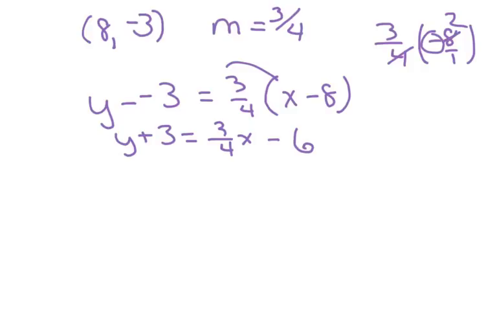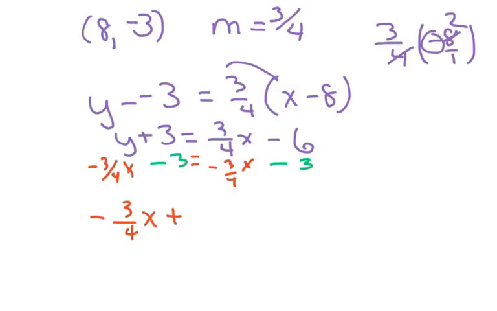Okay, now I'm going to move the 3 over. And I'm also going to subtract the 3/4 x from both sides. So we get negative 3/4 x plus y. This cancels here. This cancels. And this equals negative 9.